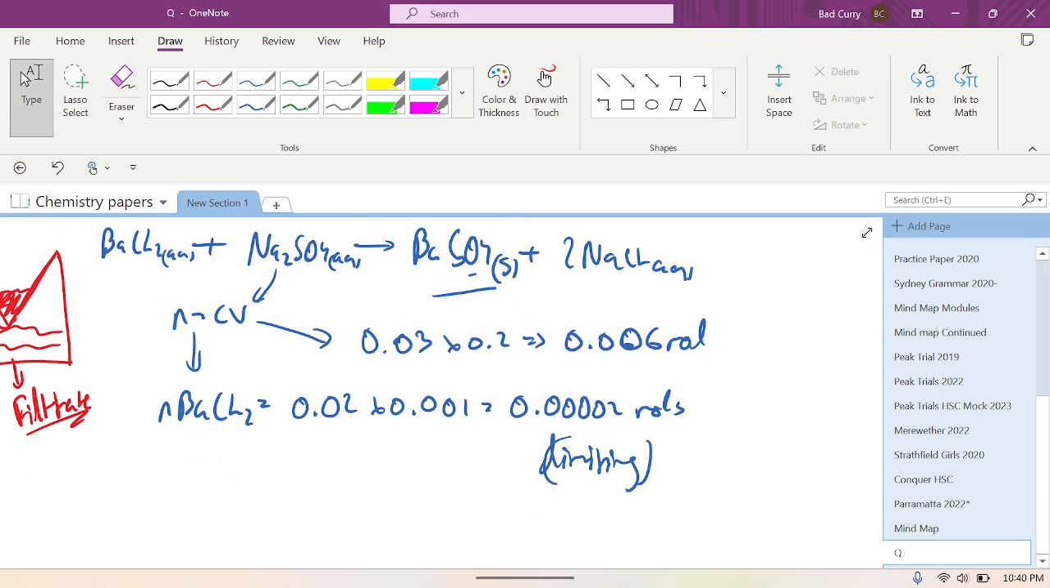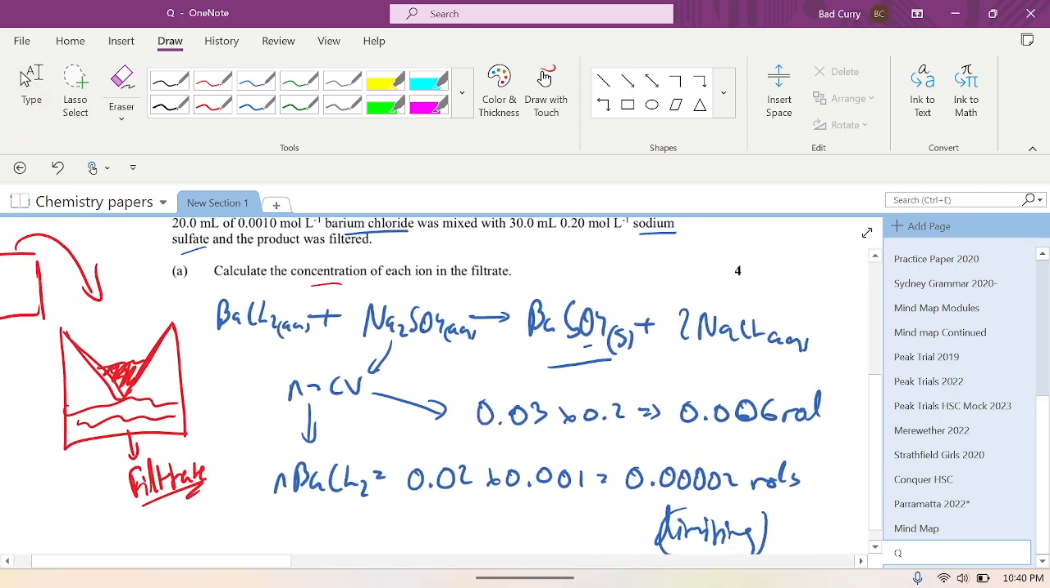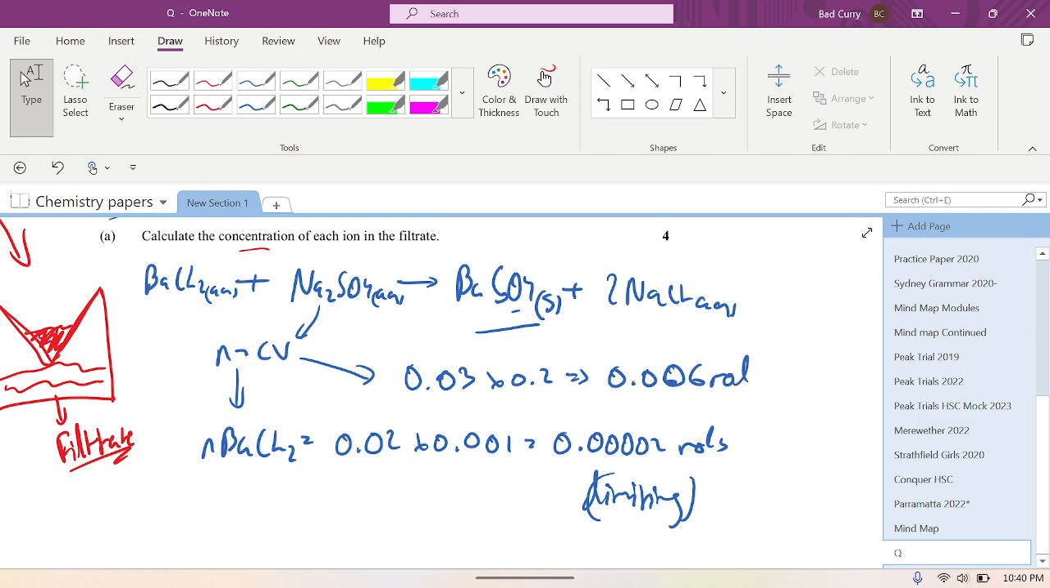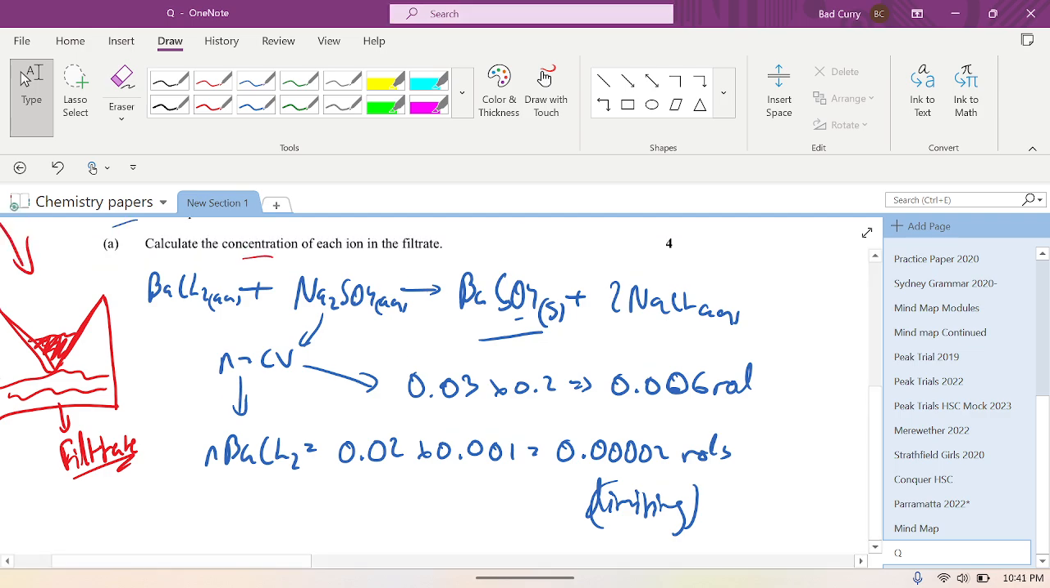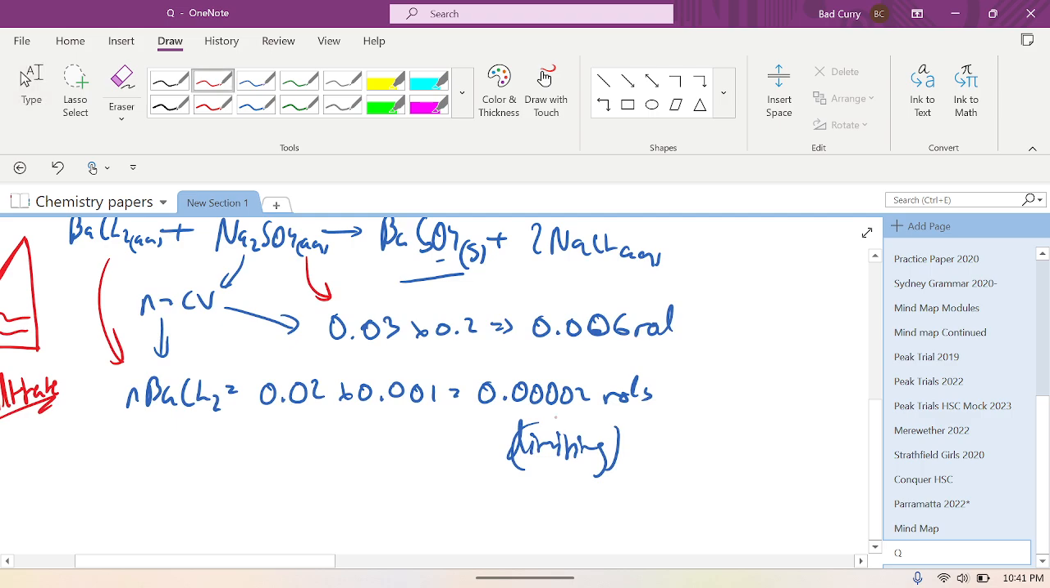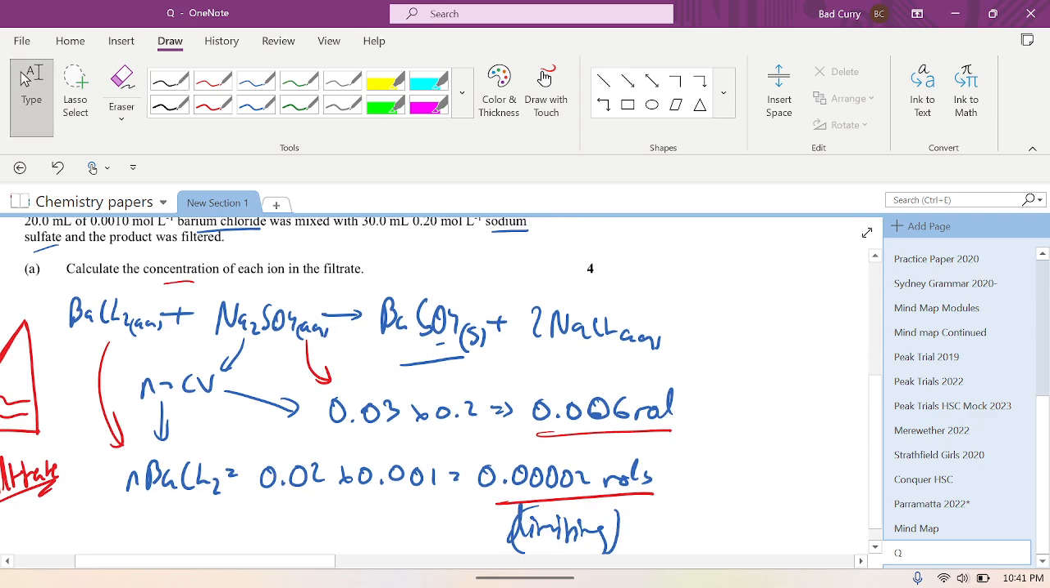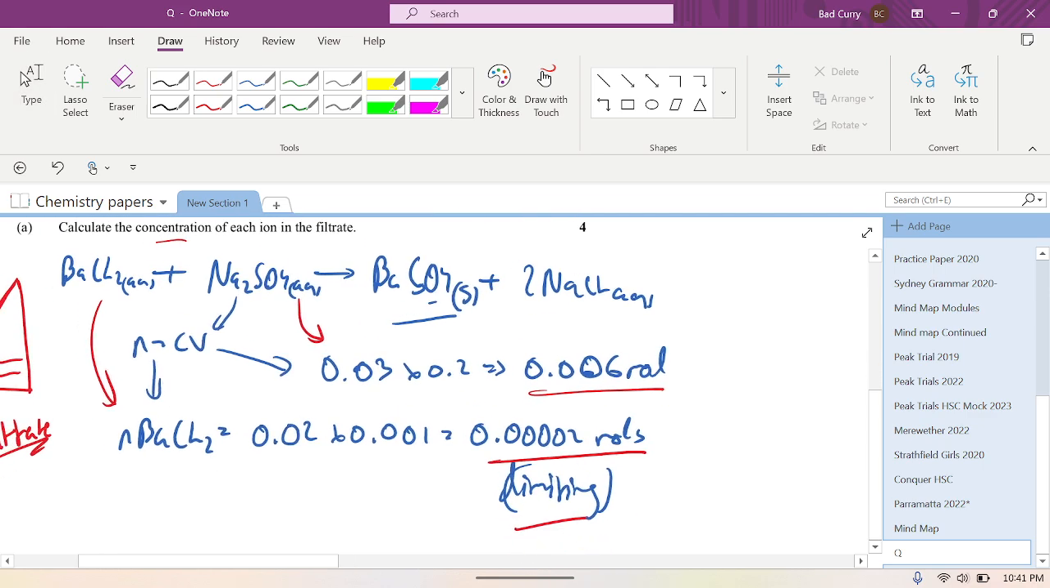So what you do is first you do limiting and excess, where you use C equals n over V, which I rearranged to n equals C times V here for both of the reactants. So this is sodium sulfate, and this one right here is barium chloride. That's going to give you this amount of moles of barium chloride and this amount of moles of sodium sulfate. A comparison allows us to see that there's a limiting amount of barium chloride moles. So we know that barium chloride is limiting.